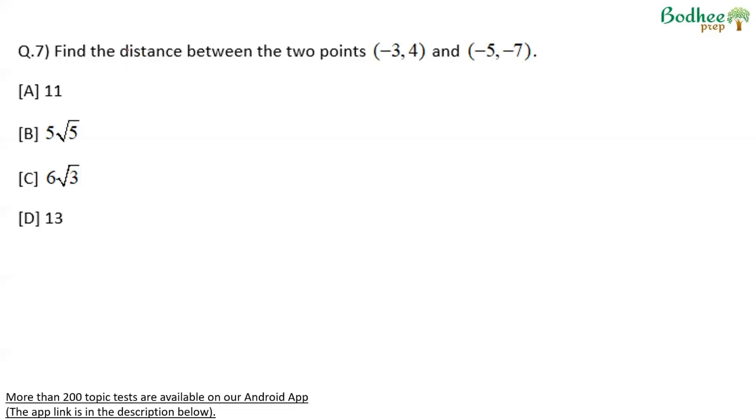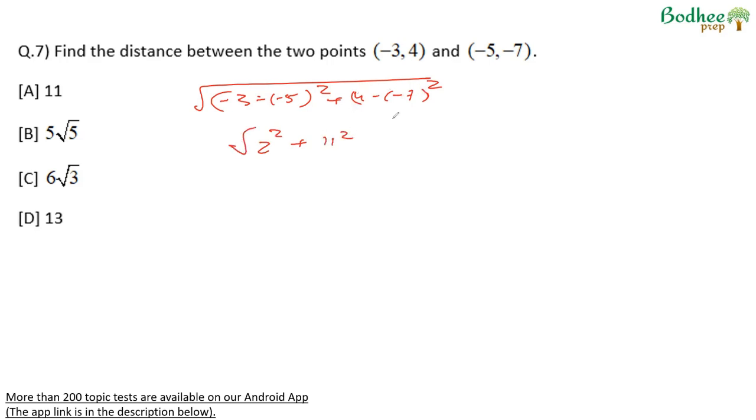The distance between 2 points (minus 3, 4) and (5, minus 7) is the square root of (x1 minus x2) square plus (y1 minus y2) square. So, under root of this is the distance between 2 points: minus 3 minus 5, which is 8 square; 4 plus 7, 11 square. So 64 plus 121, which is root of 185.